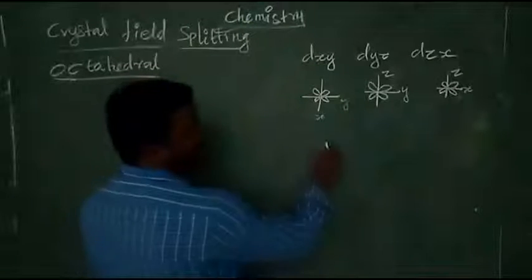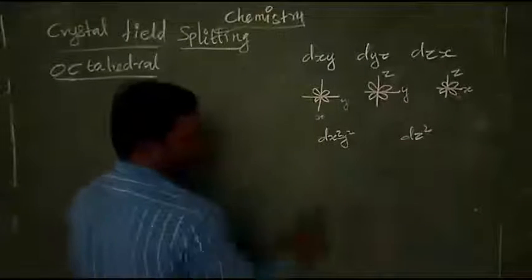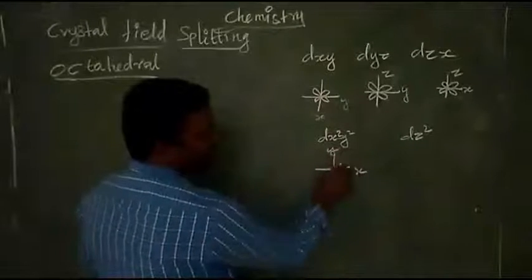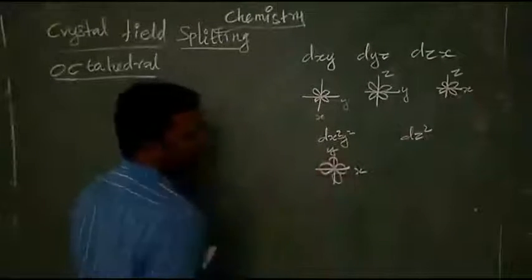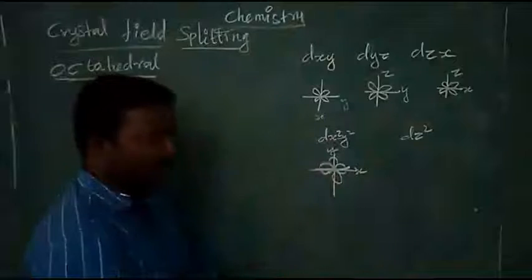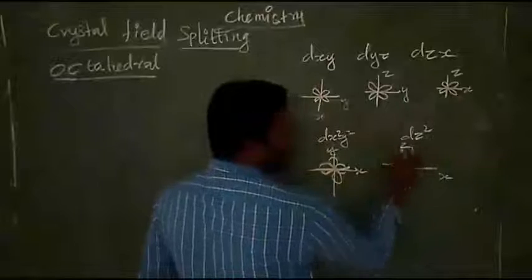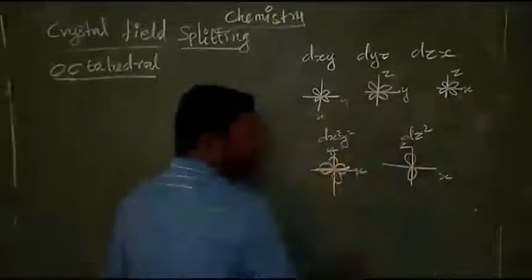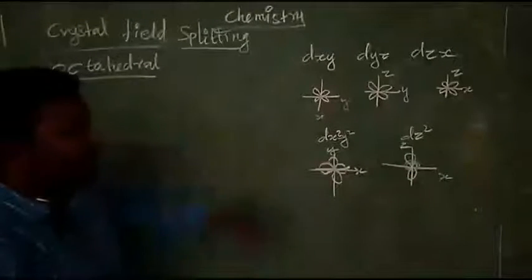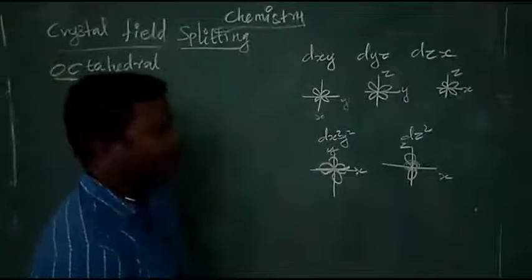The remaining 2 are dx square y square and dz square. For dx square y square, the loops are present along the x and y axes. Very important: the dx squared y squared orbitals are placed along the axes. In the same way, dz square forms 2 loops with a donut-shaped electron cloud in the middle. These things we study in the shapes or orientation of d orbitals.